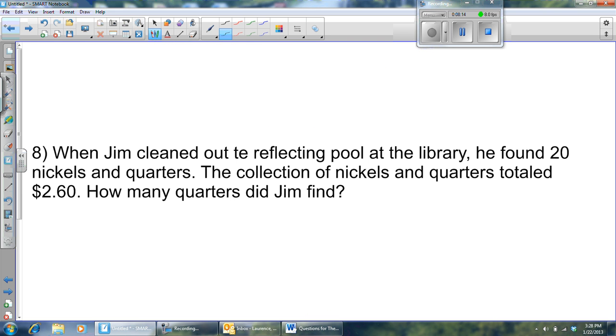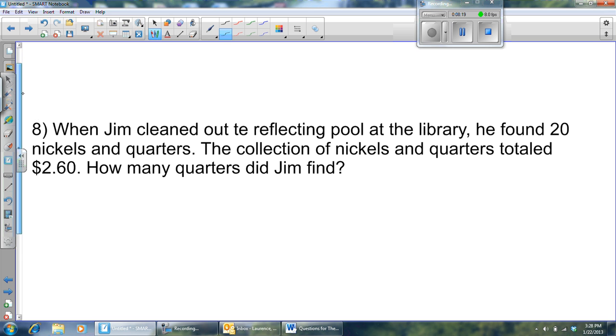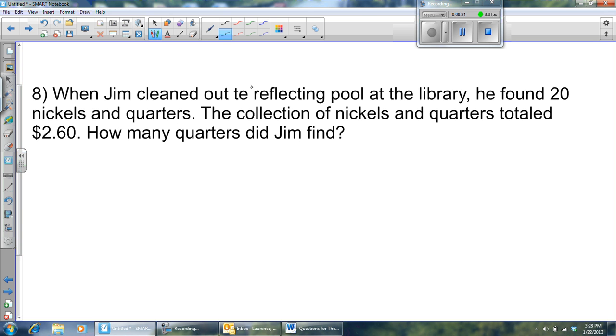Let's look at this nickel and dime problem I have here. Actually, it's nickels and quarters. Jim cleaned out the reflecting pool at the library. He found 20 nickels and quarters. Hey, I think I've got my first equation. The collection of nickels and quarters totaled $2.60. How many quarters did Jim find?